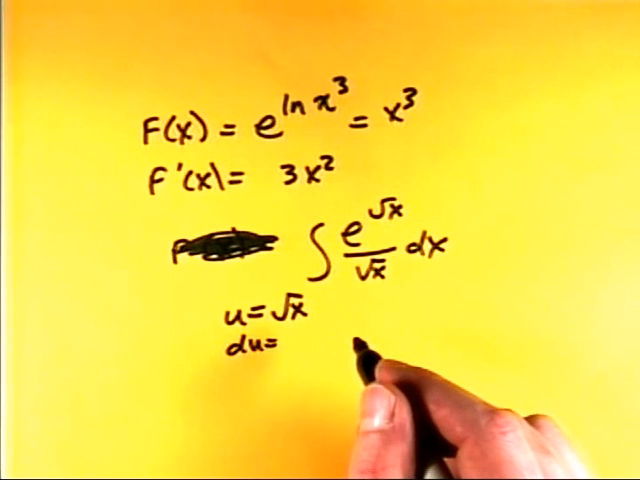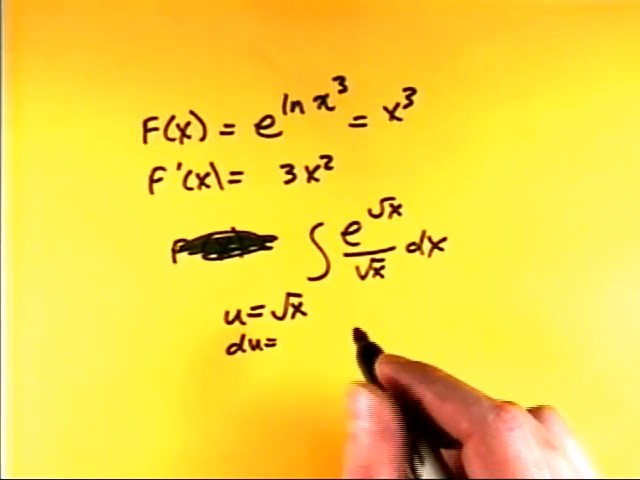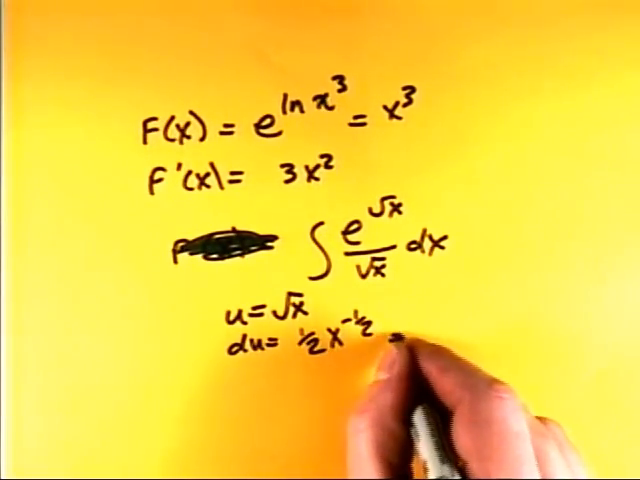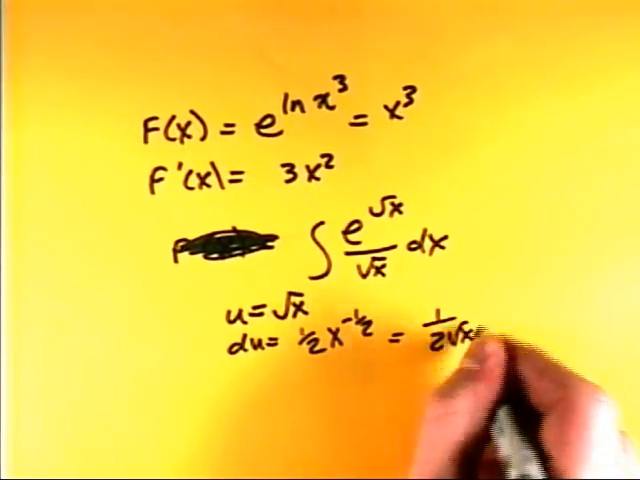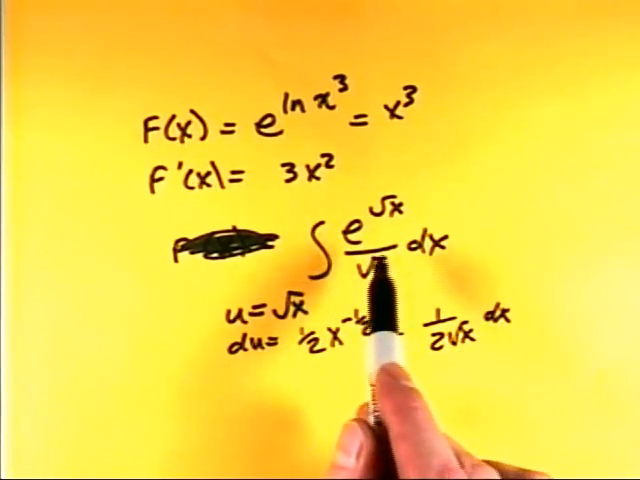What's the derivative of square root of x? That would be 1/2 x to the negative 1/2. Excellent, which is equal to 1 over 2 square root of x. Okay, so what is this equal to?